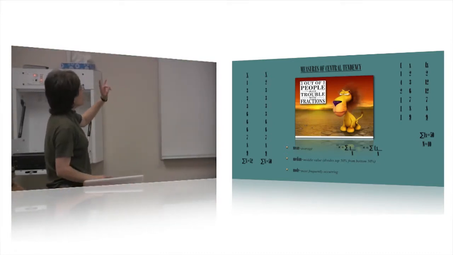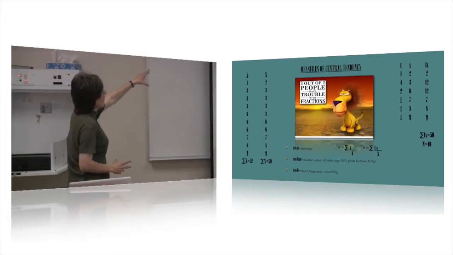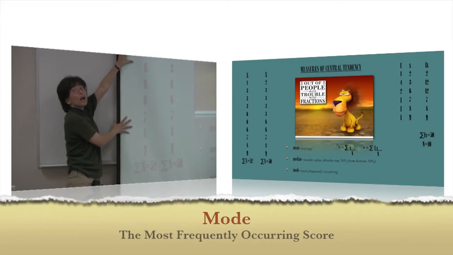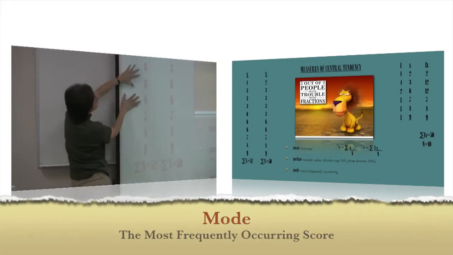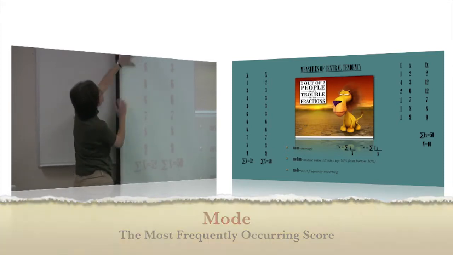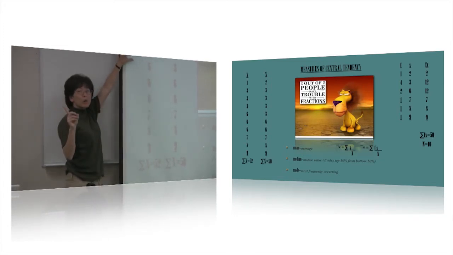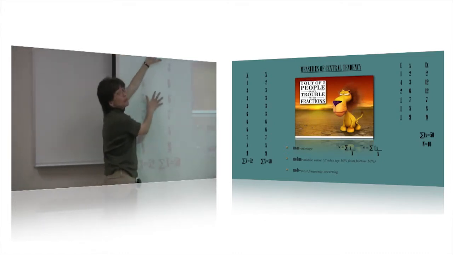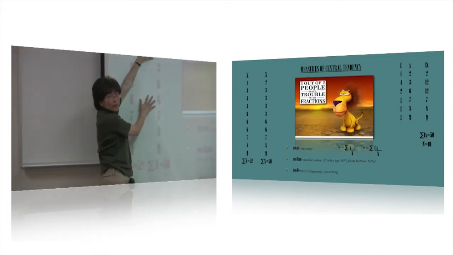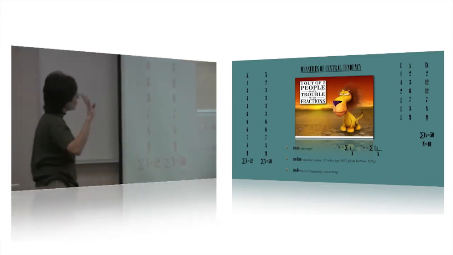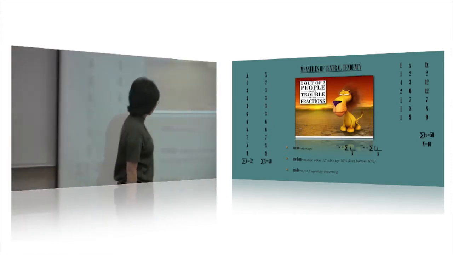Now, the most frequently occurring score. Six, and there's three. There's three sixes. And three threes. So we would call it bimodal, three and six. Most frequently occurring score: three. It is three, right? Because there's four scores of three.